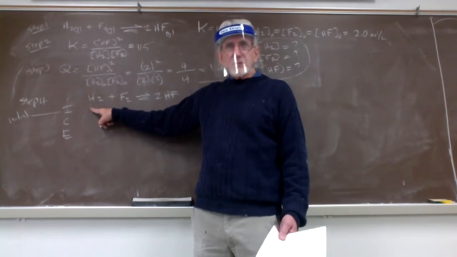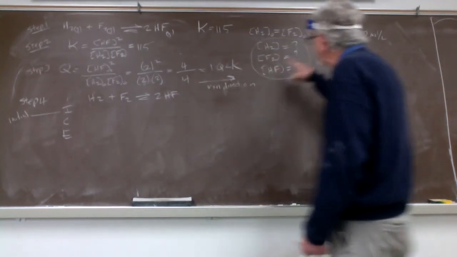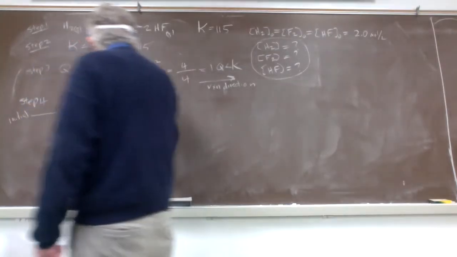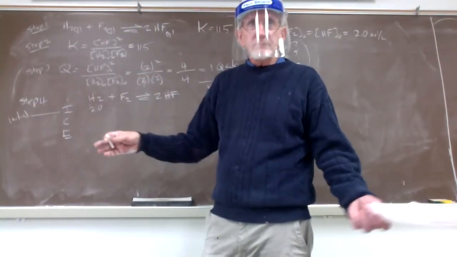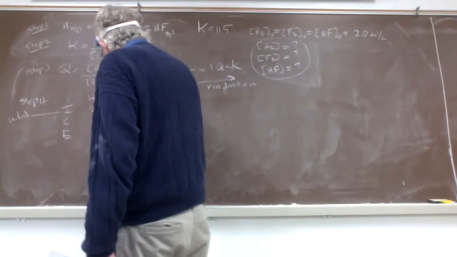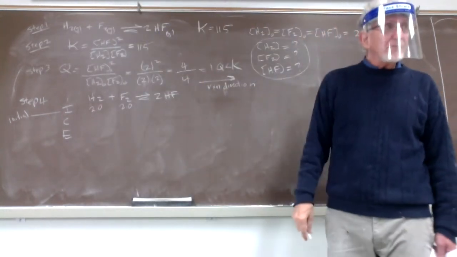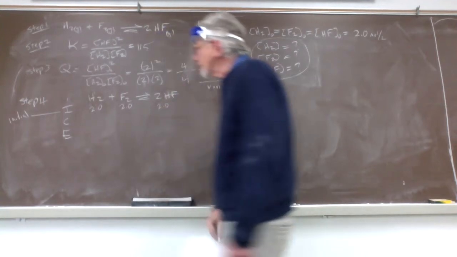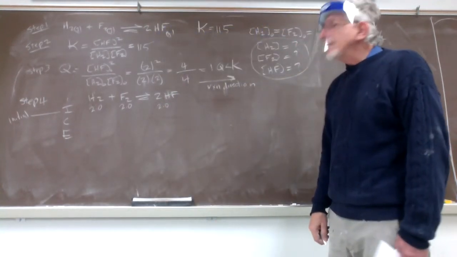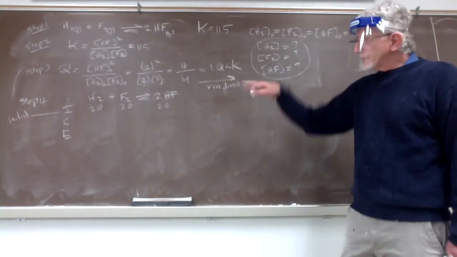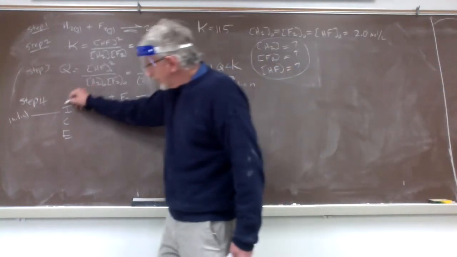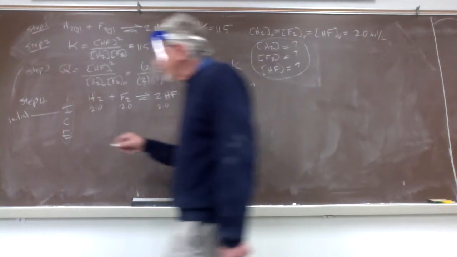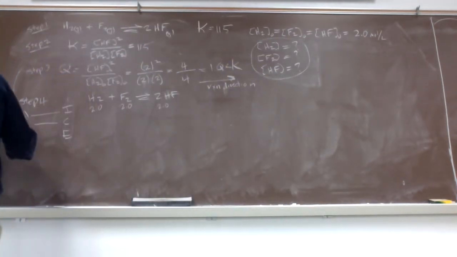So what's the initial concentration of H2? 2. What's the initial concentration of F2? 2. What's the initial concentration of HF? Also 2 moles per liter. So that's the first row in our table, our ICE table. Can you see why we call it ICE? ICE. The second row, the C stands for change in concentration.